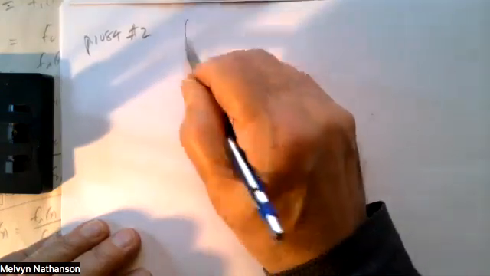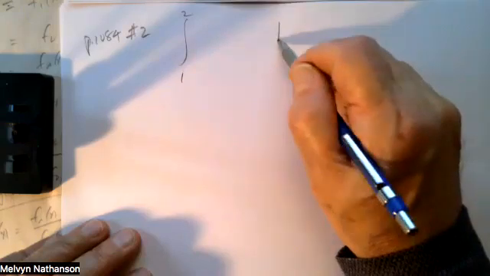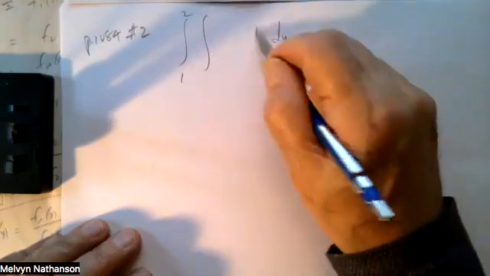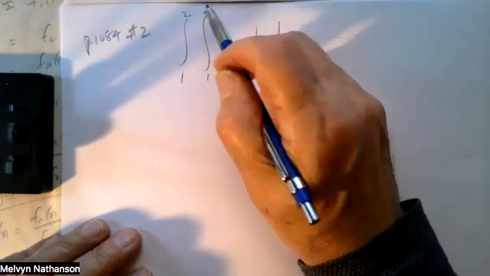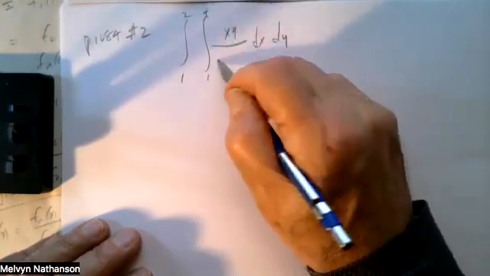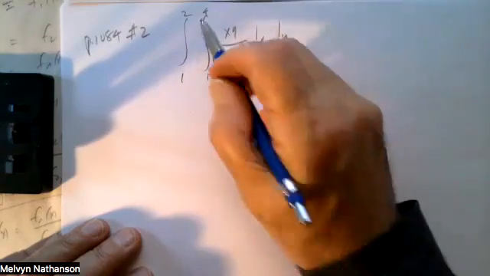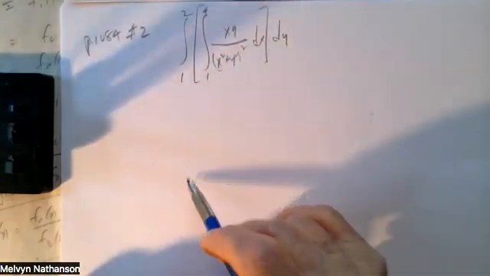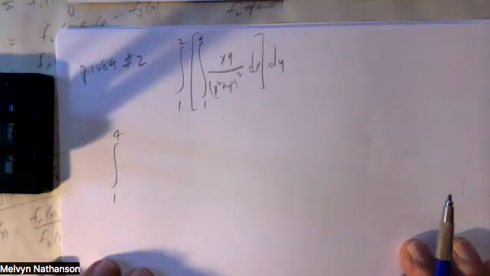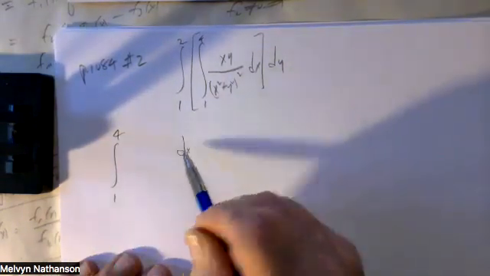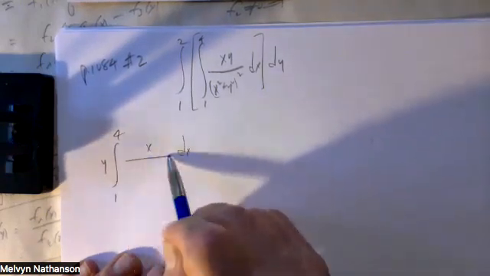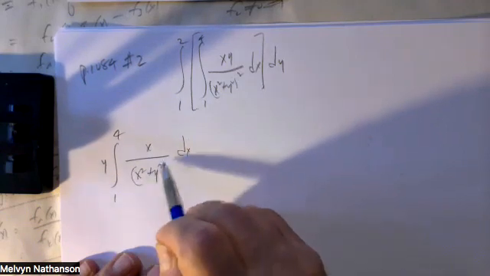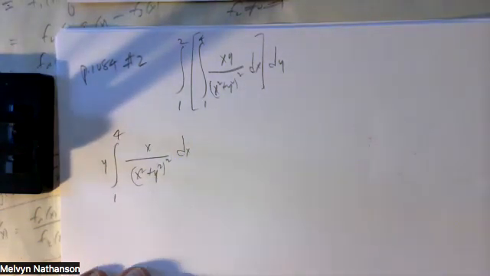Number 2. So we have a double integral, from 1 to 2 with respect to y, and the inside integral is with respect to x going from 1 to 4 of xy over (x squared plus y squared) squared. Let me do the inside integral first. Let me double check that I wrote it down correctly. Yes, correct. In this inside integral, I'm integrating with respect to x, so I can take this y outside. That's just a constant. It's x over (x squared plus y squared) squared. So I need to do this integral.